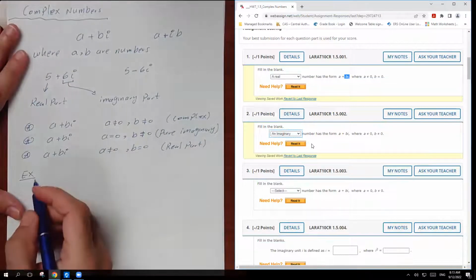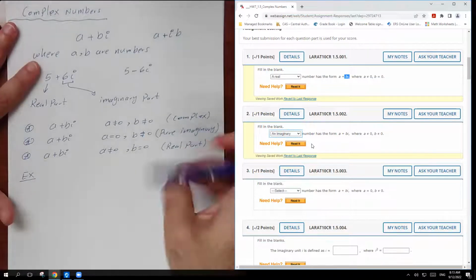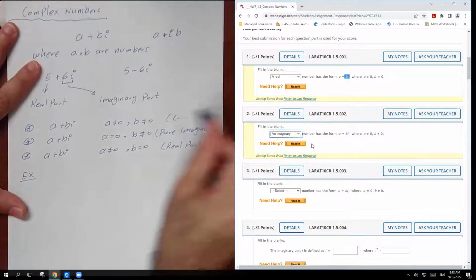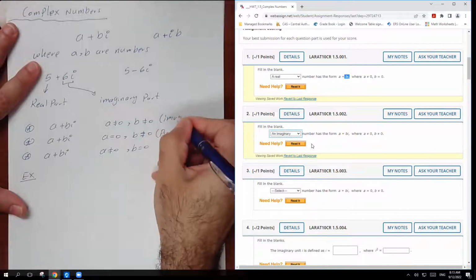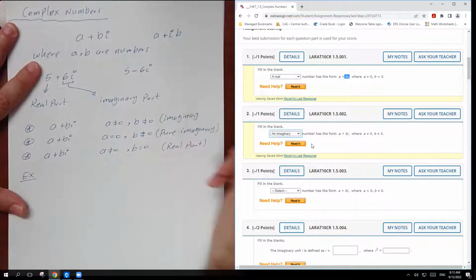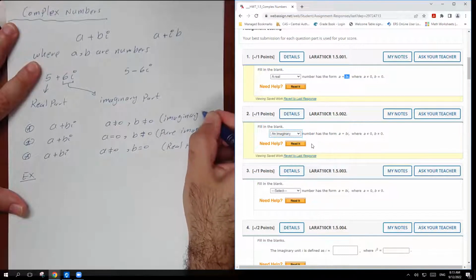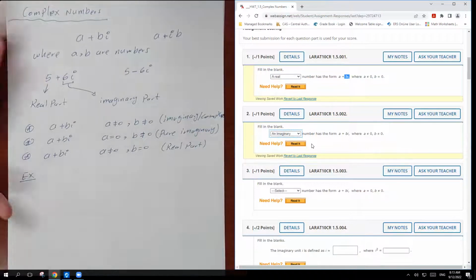But if A and B are not equal to 0, you can say imaginary or complex number. That's what happens for the second one: A plus Bi, where A is not equal to 0 and B is not equal to 0. So this is an imaginary or complex number.